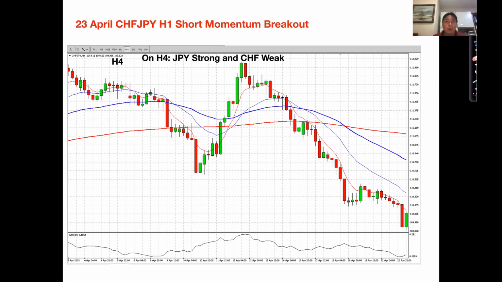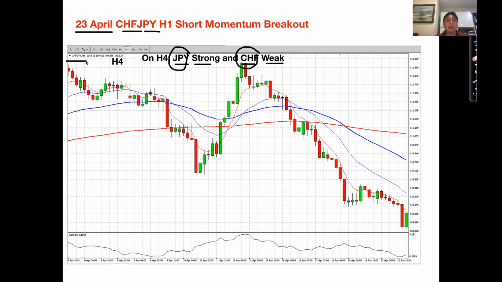Okay, so let's take a look at some more trade examples. This was 23rd of April, trading franc yen. So this was a short trade on franc yen on the H1 time frame. So again, the first thing I did was I identified the trade on the H4 time frame. On H4, looking at the currency meter, found that the yen was the strongest currency and the franc was the weakest currency. So I wanted to sell the franc and buy the yen. So for the currency pair called franc yen, it will be selling the franc yen.